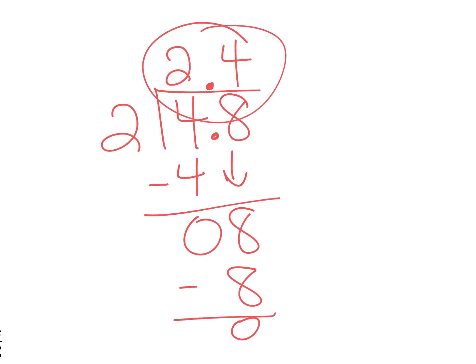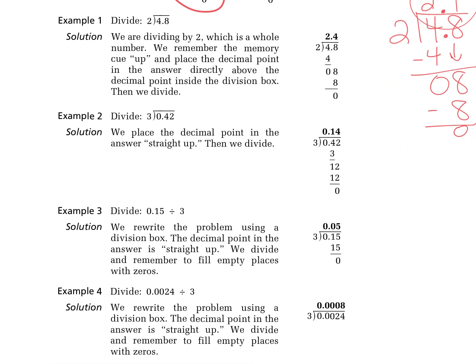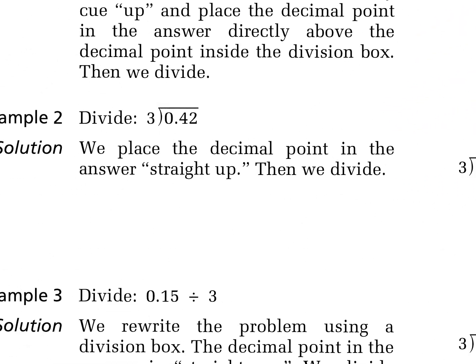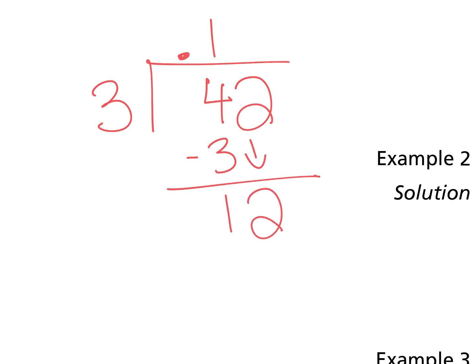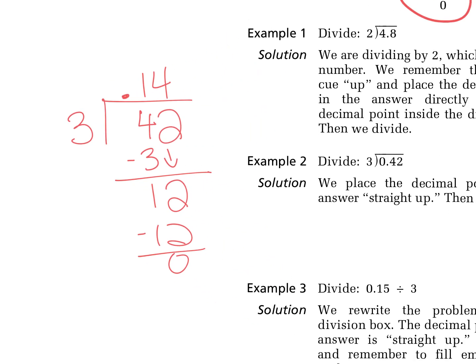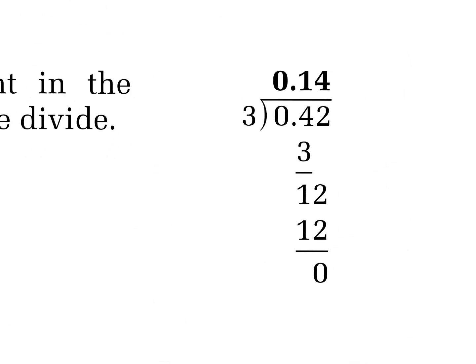So 2 and 4/10. Okay, so the next one is 42 hundredths divided by 3. First thing I'm going to do is put my decimal right there. And then again, I can ignore it. So now I have 42 divided by 3. 3 goes into 4 one time. Left with 1, carry down my 2. 3 goes into 12 4 times with a 0 remainder. So your answer is 14 hundredths.